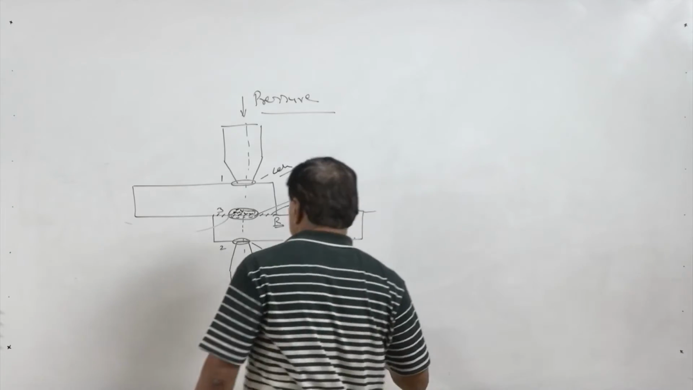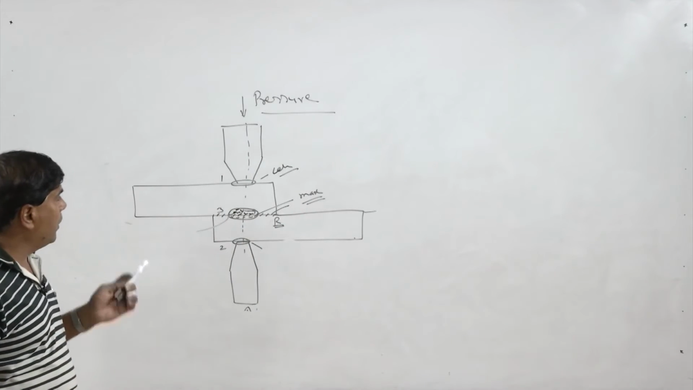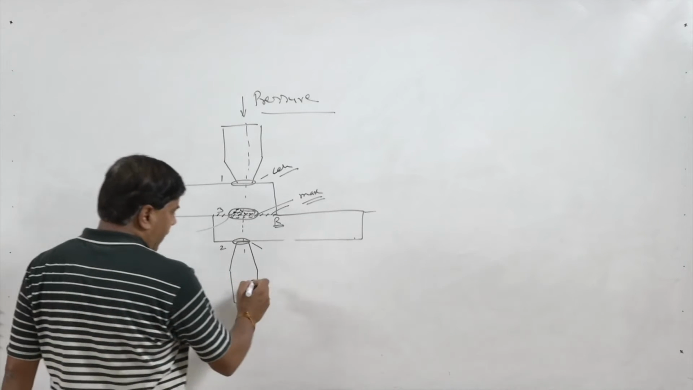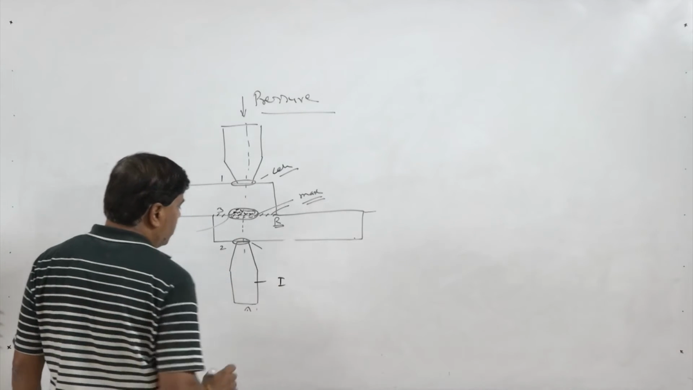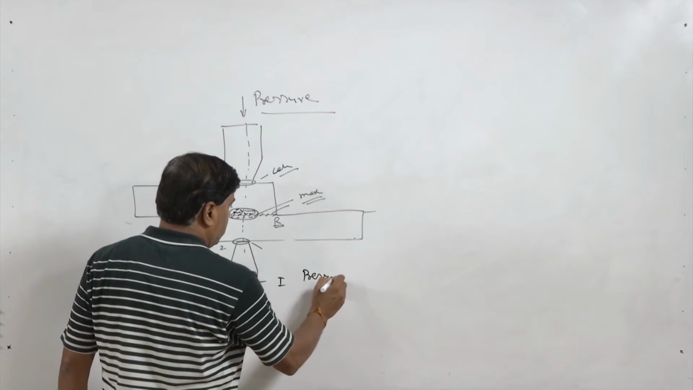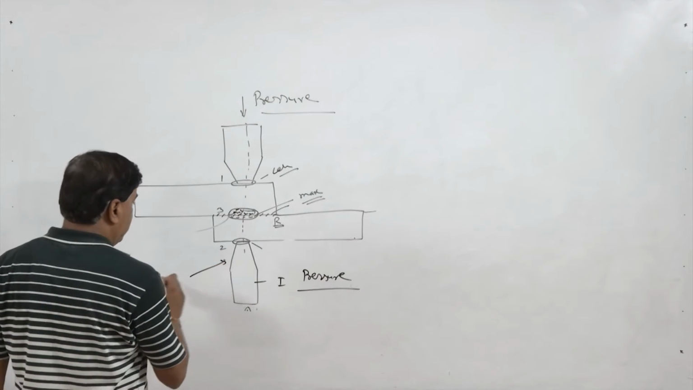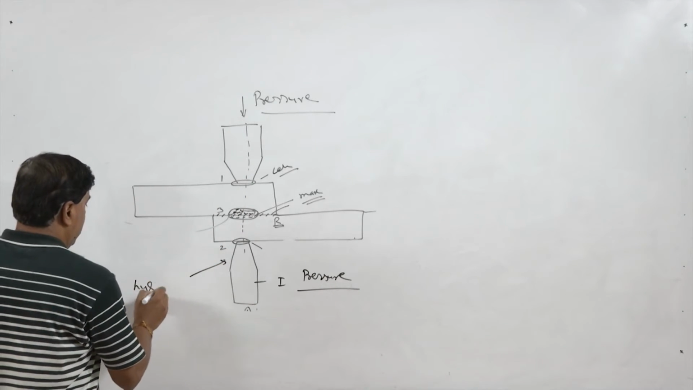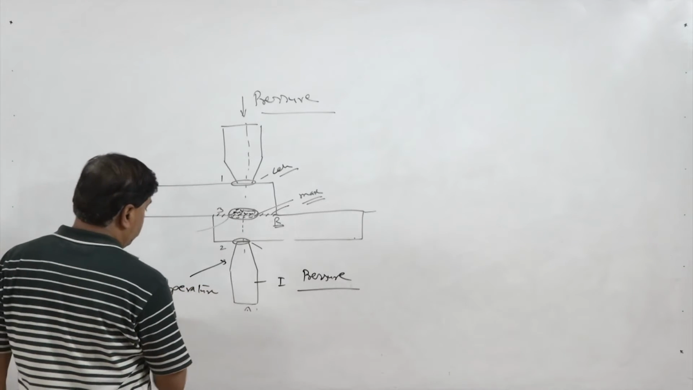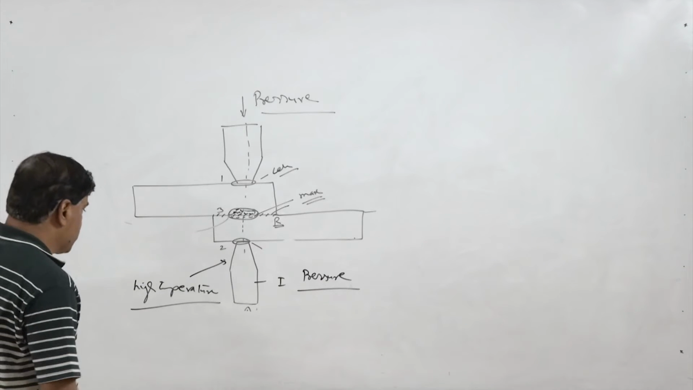Now, we will see the kind of requirement or expectation from the electrodes which are being used. The heavy current flows through the electrodes, and the pressure is also applied through these electrodes. So, electrodes are supposed to withstand the conditions of high temperature. This is one requirement, that the electrode material must have high temperature strength.